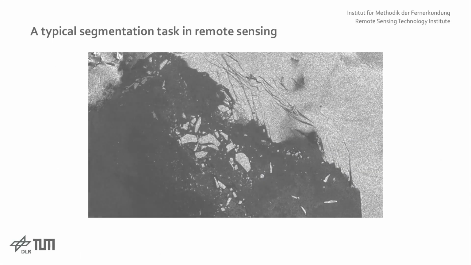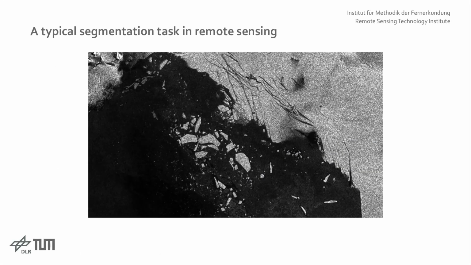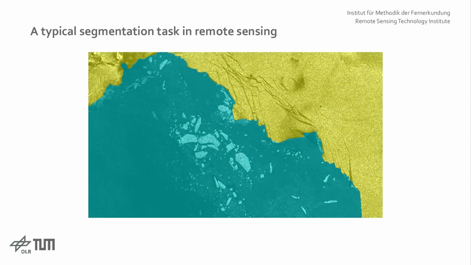This is your typical remote sensing task. We want to segment the pixels in an image into different classes. In this example, we have a Sentinel-1 image of a glacier front in Antarctica, and we want to automatically detect the area covered by the glacier and non-glacier parts. Ideally, we would then end up with a mask like this.